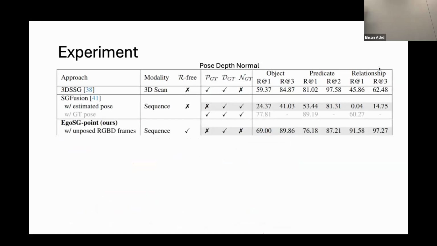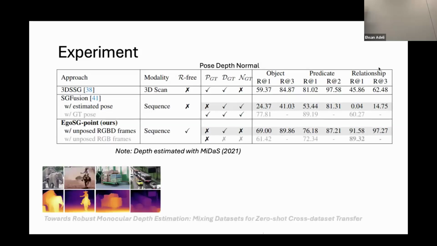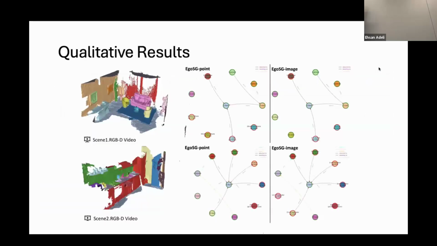Next, we present our reconstruction-free result, the Ego-SG with unposed RGBD frames. It largely outperformed its counterparts with the compatible settings, especially when the camera poses become unavailable. We are also interested in further releasing the assumption of the ground truth depth information. So here, we utilize the Midas to compute the depth estimation and list its result as a reference here. Here we present the qualitative result. For more visualization, please see our supplementary.